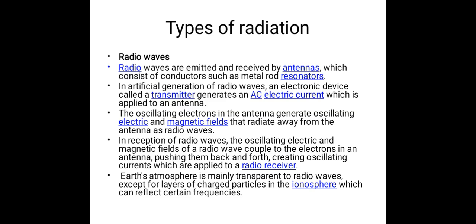Radio waves are emitted and received by antennas, which consist of conductors such as metal rod resonators. In the artificial generation of radio waves, an electronic device called a transmitter generates an AC electric current which is applied to an antenna. The oscillating electrons in the antenna generate oscillating electric and magnetic fields, which radiate away from the antenna as radio waves. In reception of radio waves, the oscillating electric and magnetic field of a radio wave couples to the electrons in an antenna, pushing them back and forth, creating oscillating currents which are applied to a radio receiver.